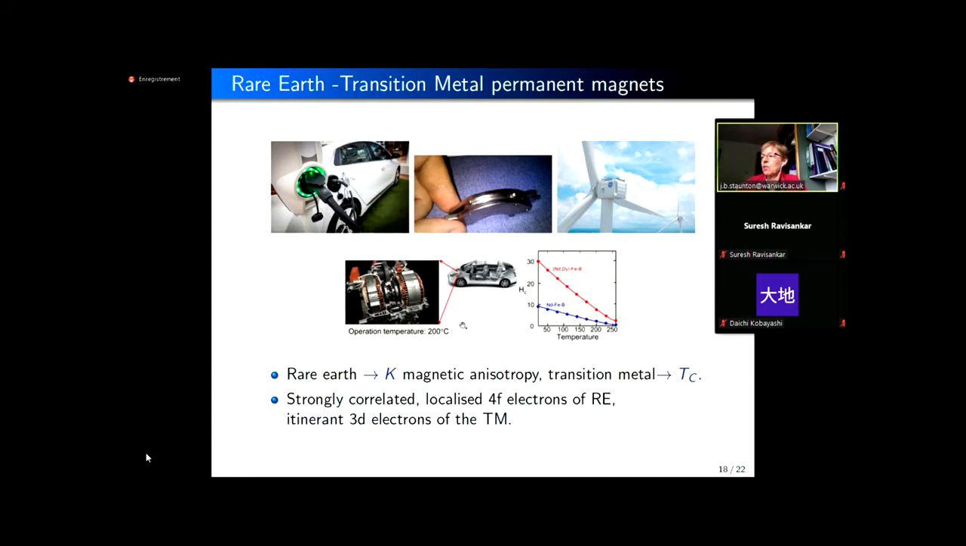Anyway, so the first thing to do if you want to understand all that is to try to get a handle on where the anisotropy and where the magnetization comes from in a magnet which involves a rare earth and a transition metal. So this is kind of a rich problem. You've got the strongly correlated localized 4f electrons to deal with for the rare earth, and you've got to understand the itinerant 3d electrons of the transition metal, which is going to keep hopefully the magnetic order to high temperatures, so high Curie temperature, etc. And you've got to deal with the interaction between them.